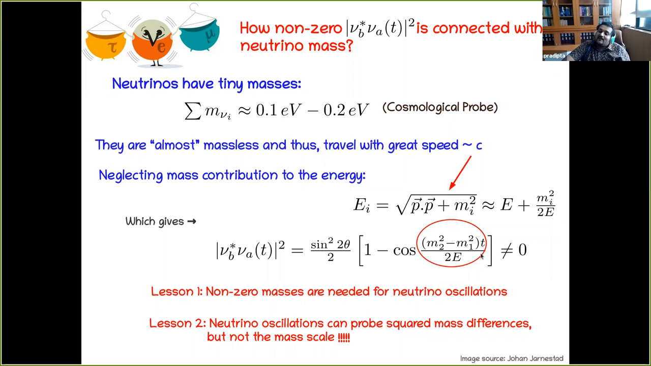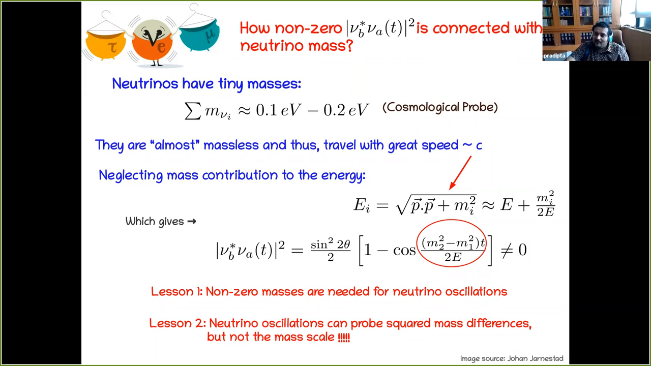And now you see that if you put m1 and m2 equal to zero, you have cos zero. So what is cos zero? That is one. So one minus one, zero. So the probability of transition from nu A to nu B at a later time is zero if you have a massless neutrino. So that is the important thing. The first lesson we can see is: massless neutrino, no oscillation.